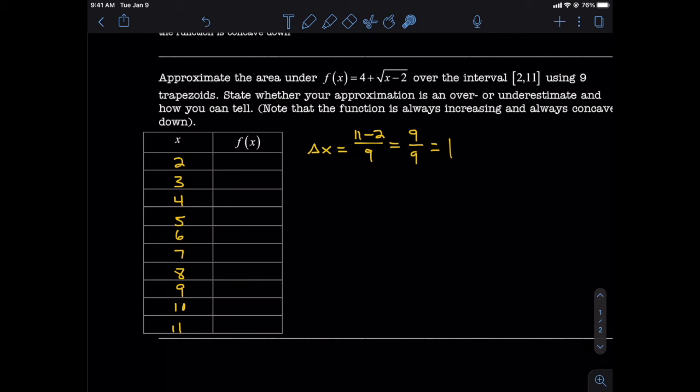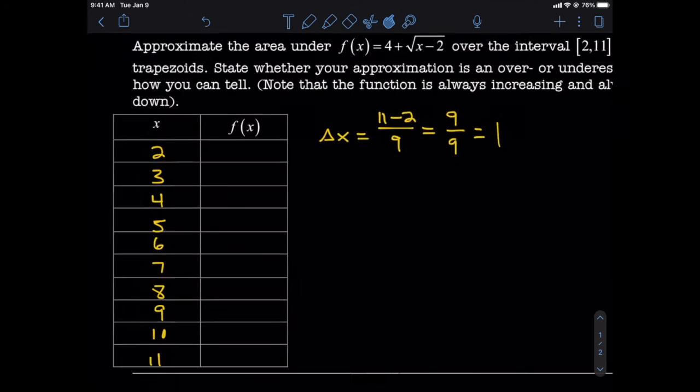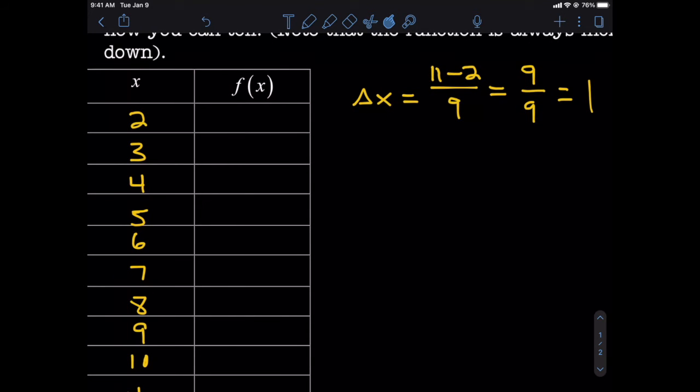So we look at our function, 4 plus the square root of x minus 2, and we plug in each of our x values. I just used my calculator. So, without further ado, here's our second list of numbers. When I plug in 2, I get an answer of 4. When I plug in 3, I get an answer of 5. When I plug in 4, I get a slightly more complicated answer of 5.414.